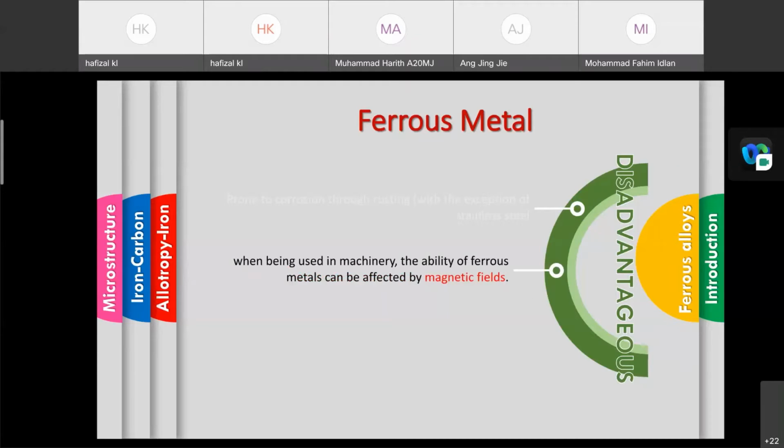machinery, the ability of ferrous metal can be affected by the magnetic field. Okay, because we know that the property of ferrous metal is magnetic, so the magnetic field can affect the other magnetic material. So it's kind of a disadvantage, okay, when exposed to the magnetic field.